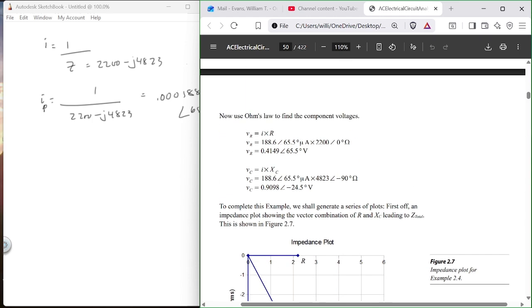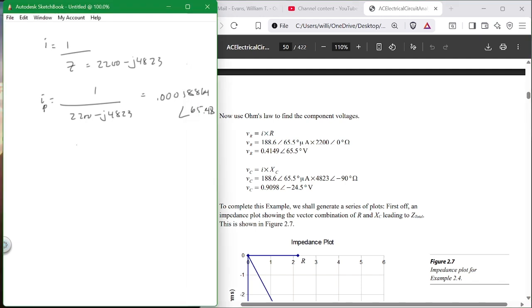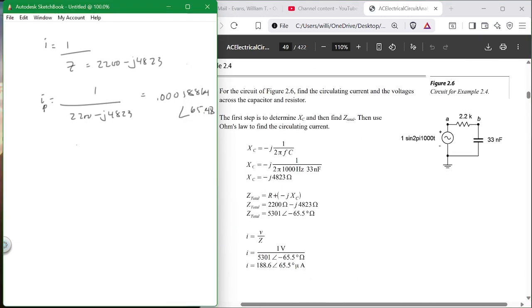Now, what would be the other way to do this? How do you want to find it? I want to find the voltage across the 2.2K in one step.